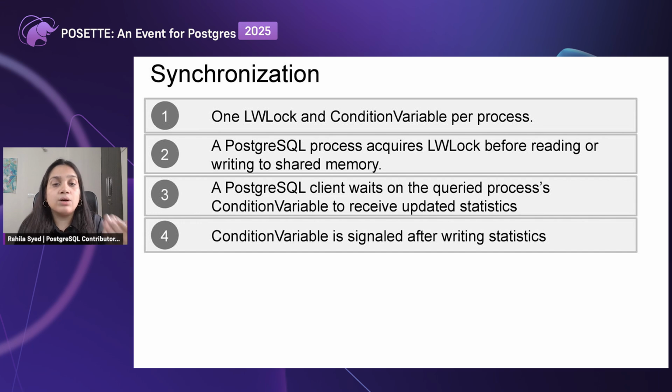The PostgreSQL client waits on the queried process's condition variable to receive the latest statistics. And the same condition variable is signaled by the publishing process when it's done publishing the statistics.